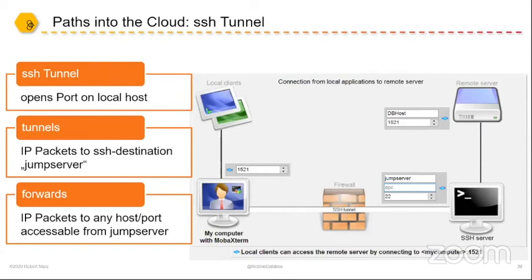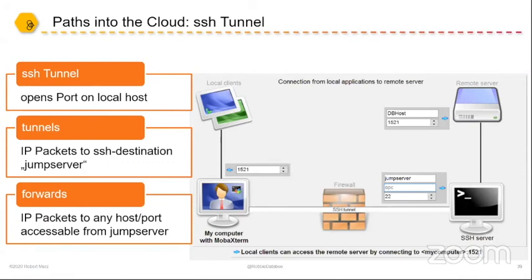Okay, so this is how SSH tunnels work. You just open a port on your local host, do an SSH connection to a jump server over here, and forward those packets to your destination host. This is very straightforward. I took this screenshot from MobaXterm. This is my preferred terminal environment for Windows.